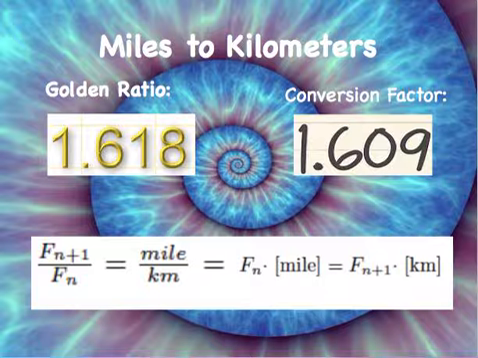So the reason this mathematical application works is due to the fact that Fibonacci numbers tend to the golden ratio, 1.618, as the numbers increase. Notice that our conversion factor is 1.609, which tends to the golden ratio as well. The nth Fibonacci number in miles ends up generating the n plus 1th Fibonacci number in kilometers.